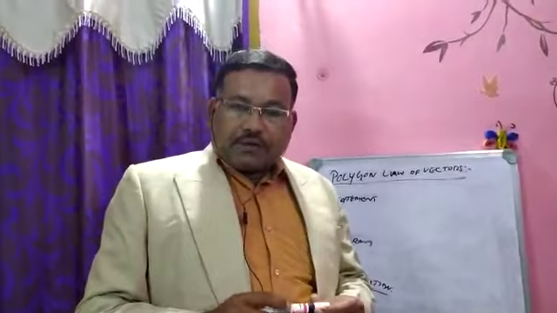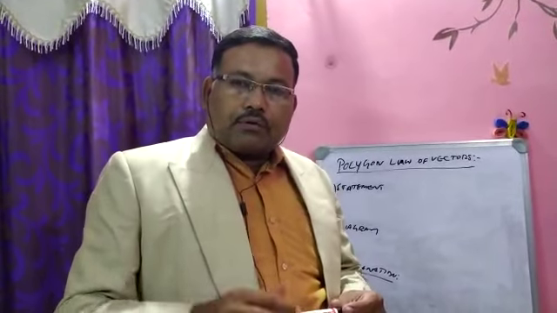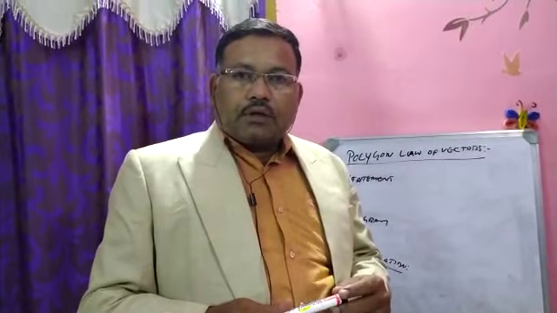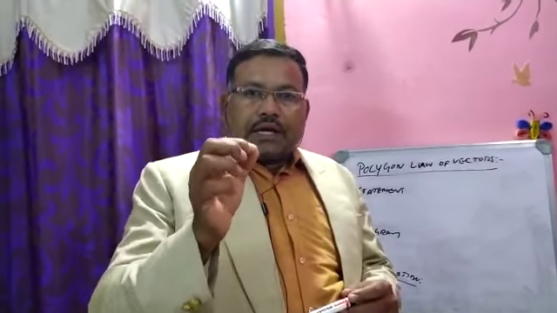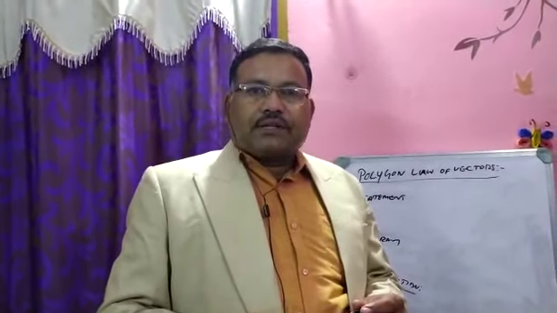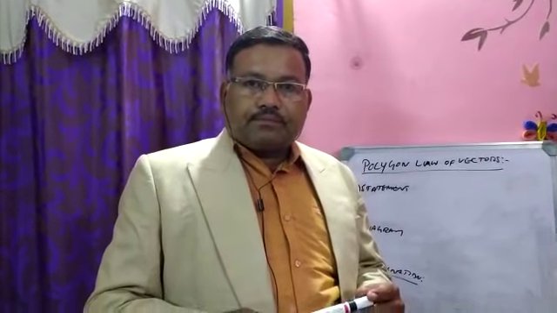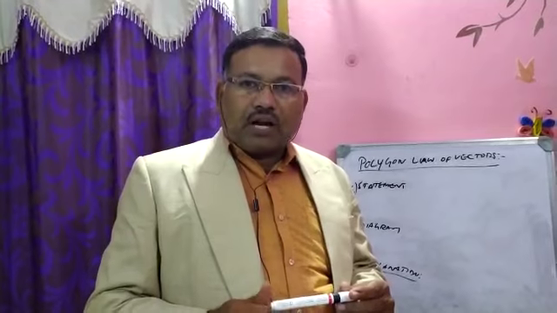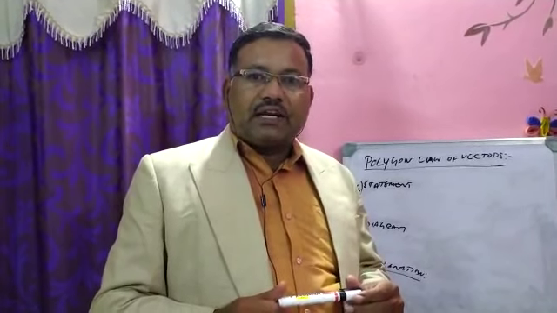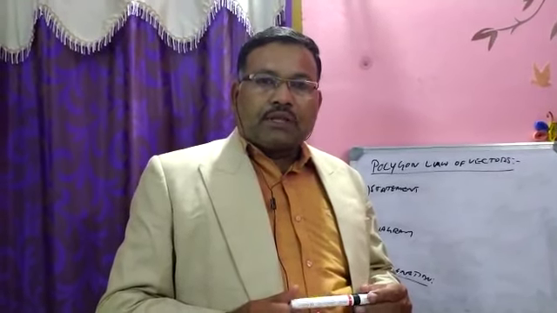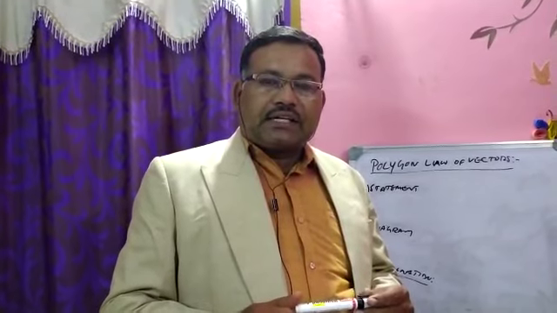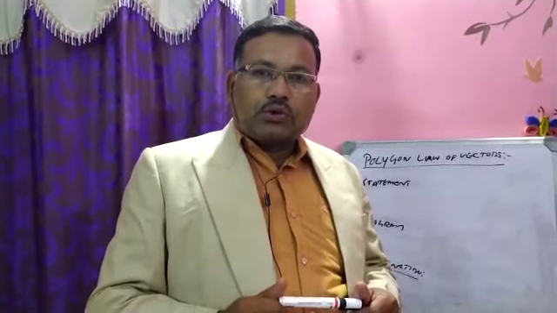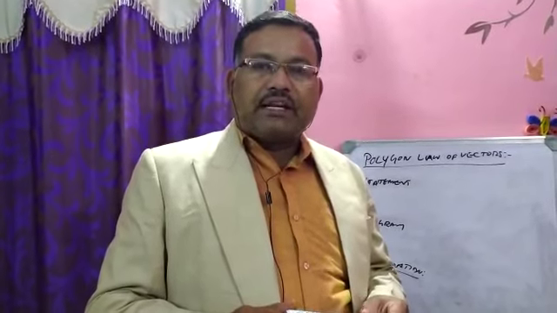First I will tell you the statement, then we will go to the diagram, and I will give you the explanation afterwards. If a number of vectors are represented in magnitude and direction by the sides of a polygon taken in order, then their resultant is represented in magnitude and direction by the closing side of the polygon taken in reverse order.